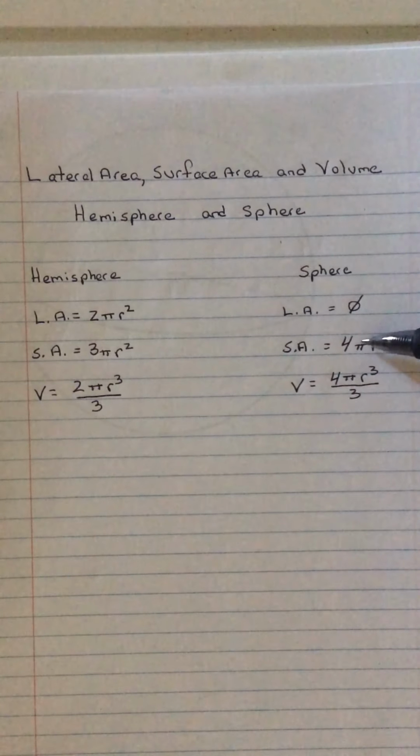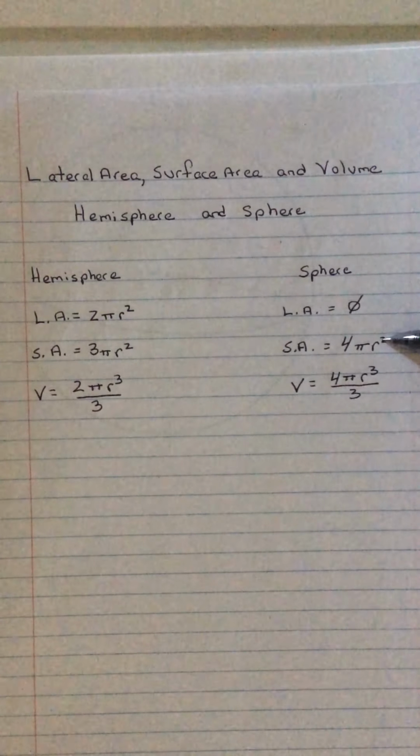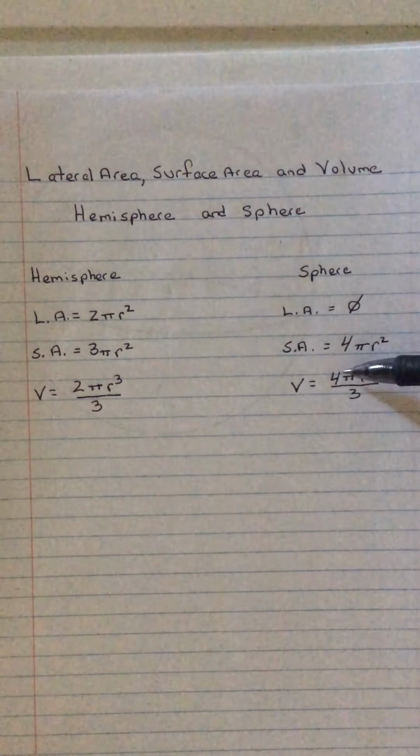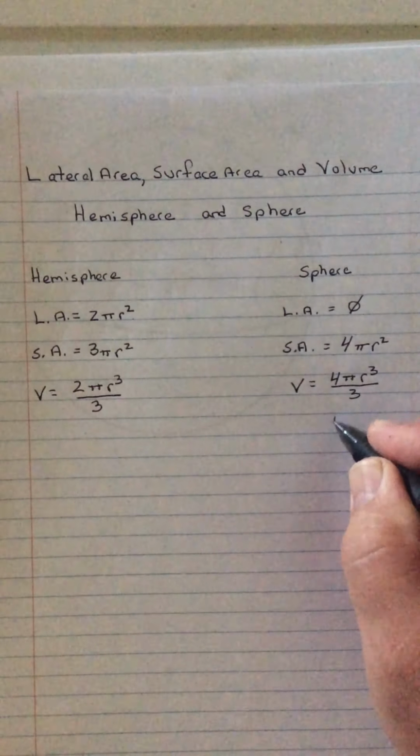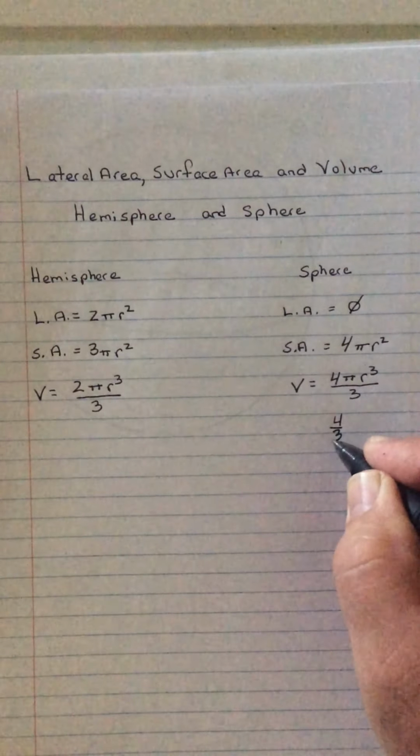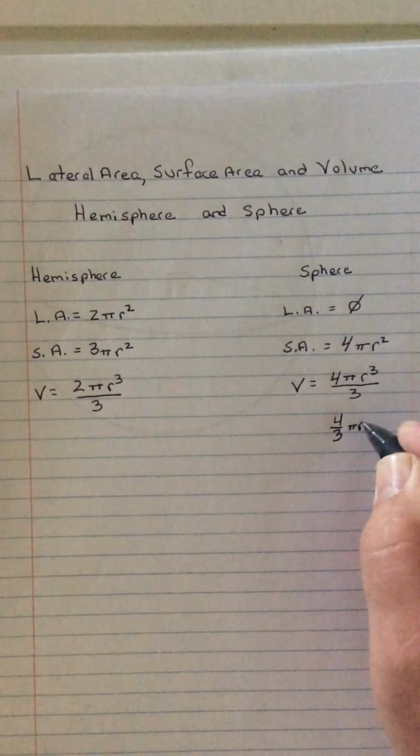So we only talk about the surface area of 4 pi r squared and the volume of 4 pi r cubed divided by 3. You might see that formula written sometimes as 4/3 pi r cubed.